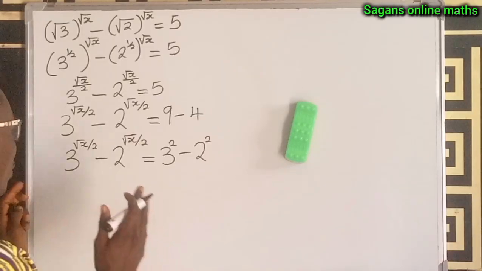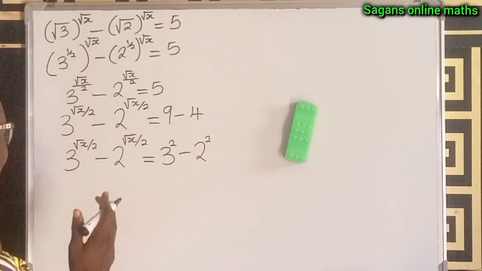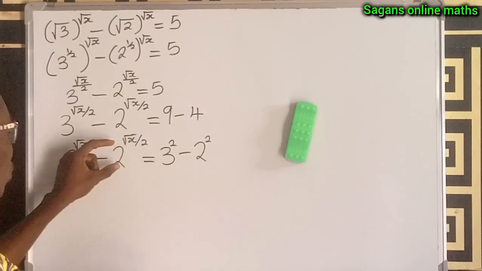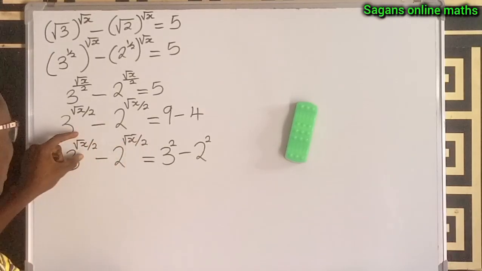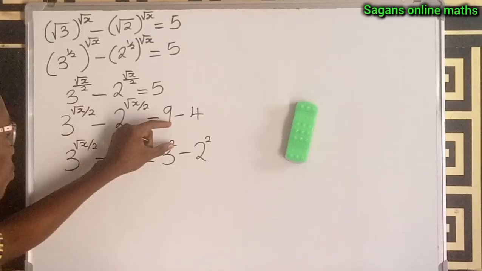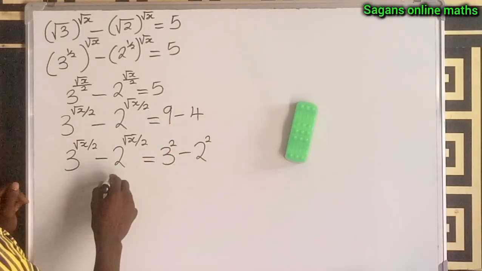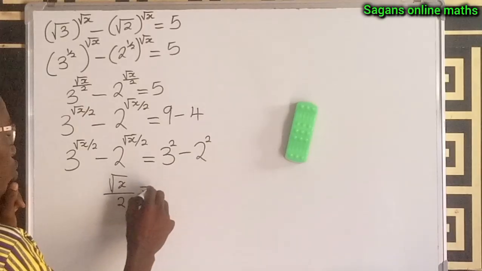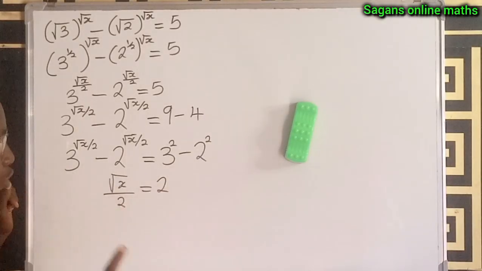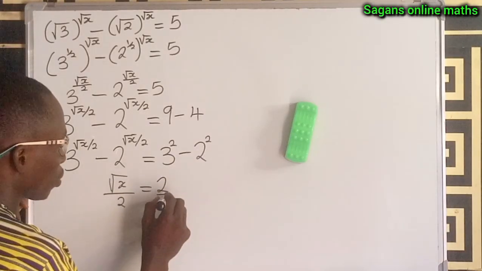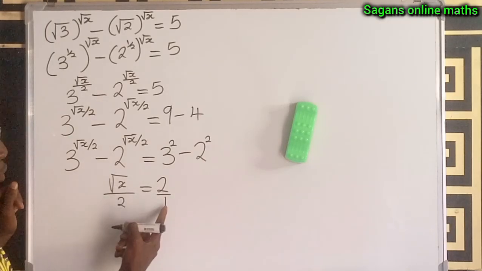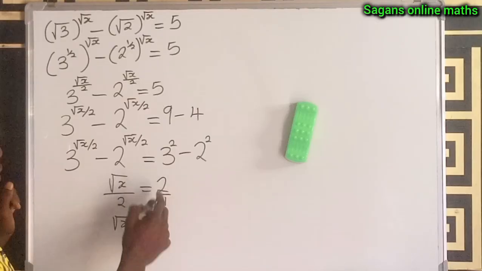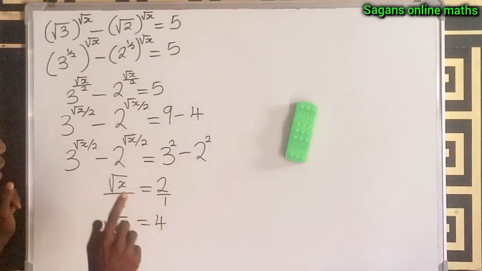By carefully observing and comparing the right hand side with the left hand side, you can see that we can ignore 3 because 3 is here. We can also ignore 2 because 2 is here. Since √x over 2 is the power here, and the power here is 2, we can see that √x divided by 2 is equal to 2. Don't forget that the denominator of these two is 1. Then by cross multiplying, 1 times √x gives us √x equals 2 times 2, which gives us 4.